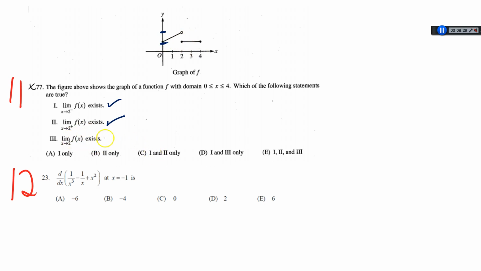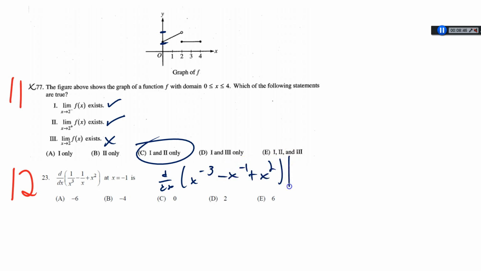And limit as x approaches 2 exists. Nope, different values. So just 1 and 2. There we go. All right, this just looks like a power rule question. They're asking for the derivative of x to the negative 3 minus x to the negative 1 plus x squared. And they want to evaluate it at x equals negative 1.